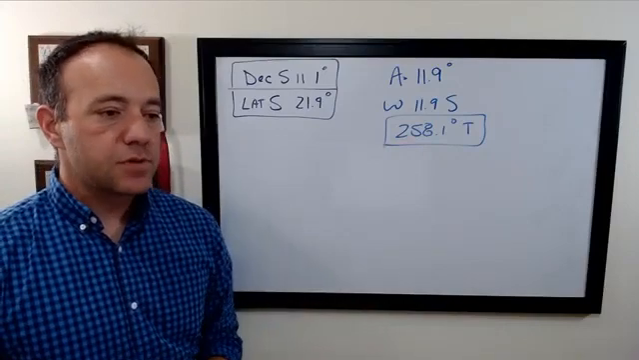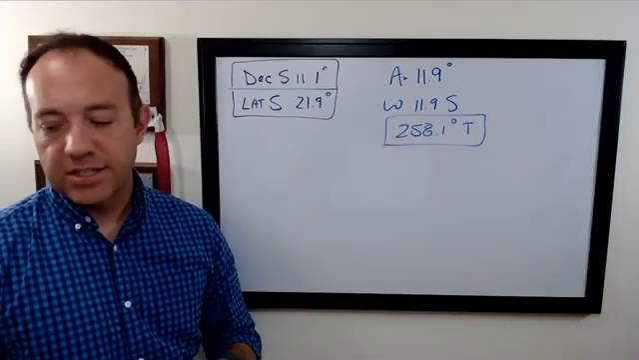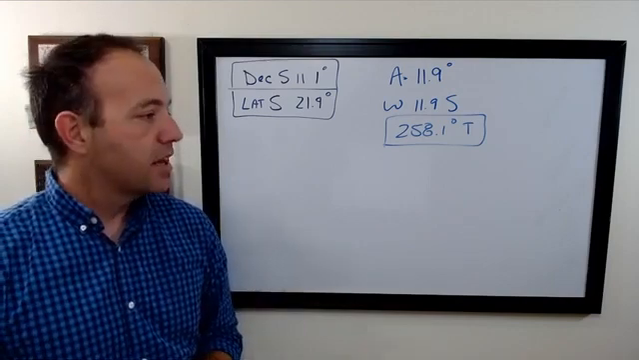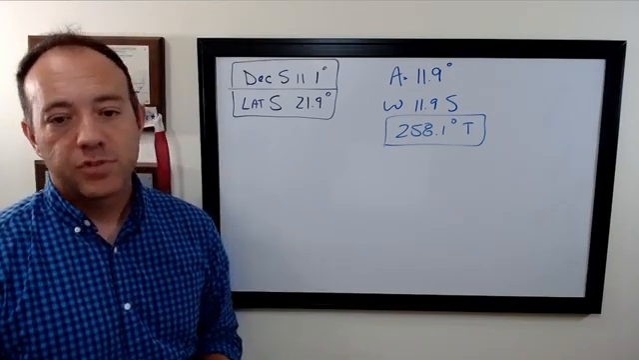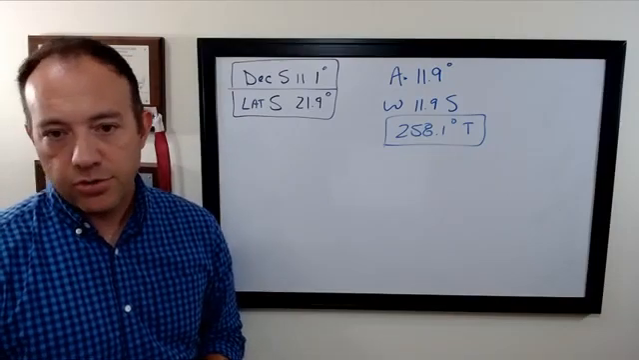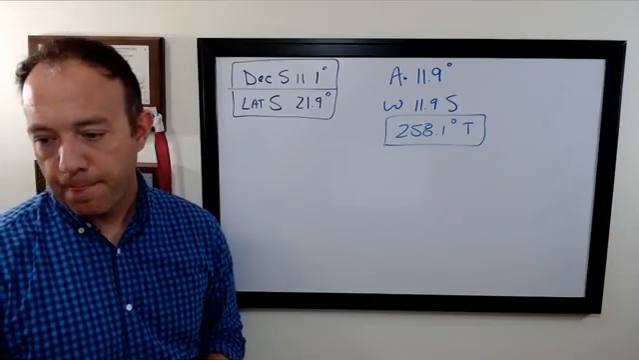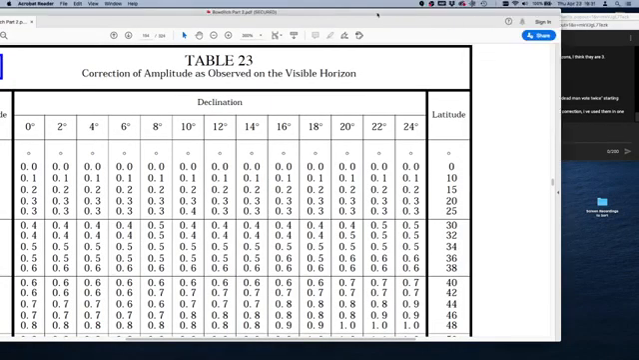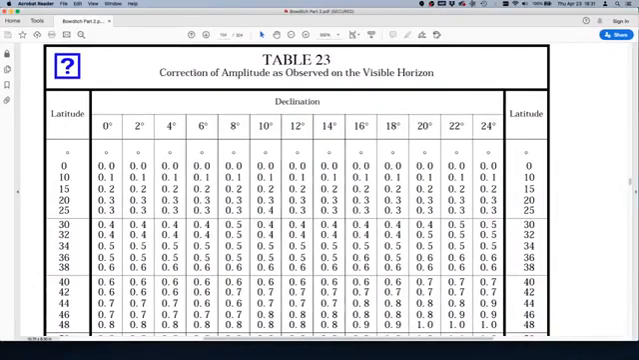However, if we didn't observe it on the celestial horizon when it's 2/3 of its own diameter above the visible horizon, we have to make a little correction to it, right? And so what we're going to want to do is go into this table over here, which is table 23 in Bowditch. It's a correction of amplitude. It depends on your version, I guess I should say. My electronic version, it's table 23. My paper version, it's table 29, I think.